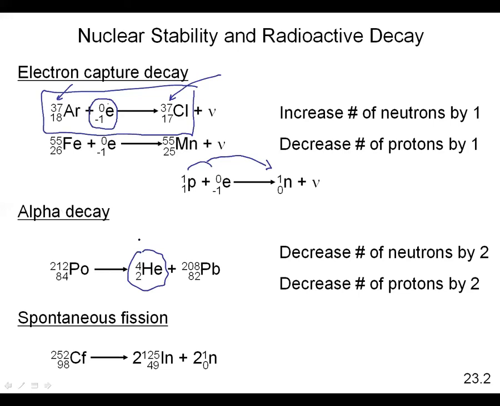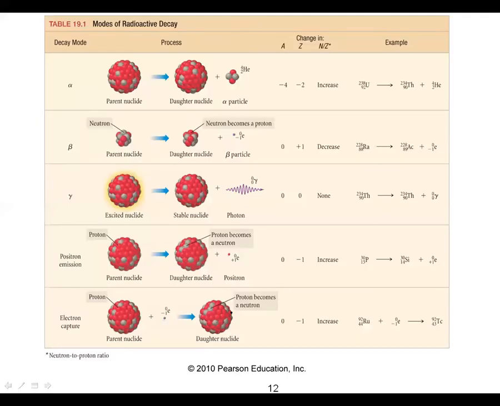Now, there's a process of fission where you have a nucleus that will basically go through decay by itself. It will split off into a couple of new nuclei and some neutrons, as we see down here. And that's a reaction that we'll talk about as well. So here's a picture, and you have a similar table in your book that shows you the changes that are occurring.